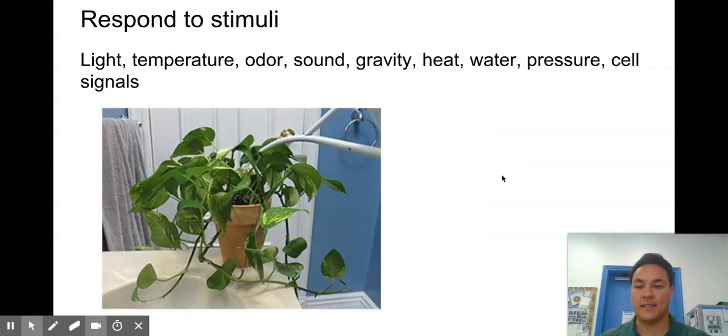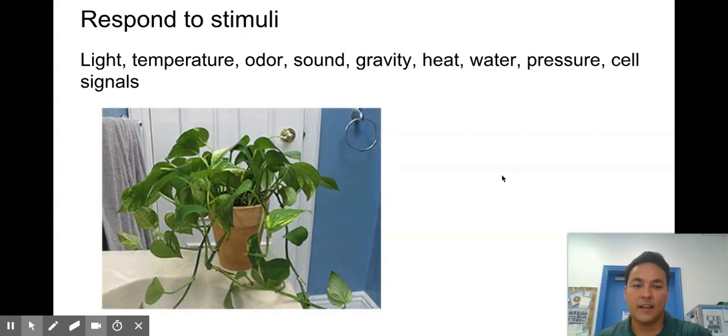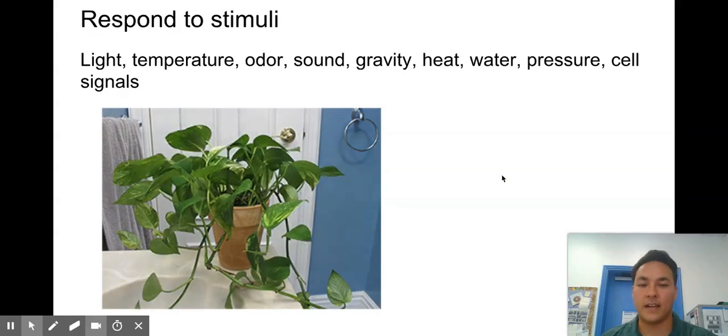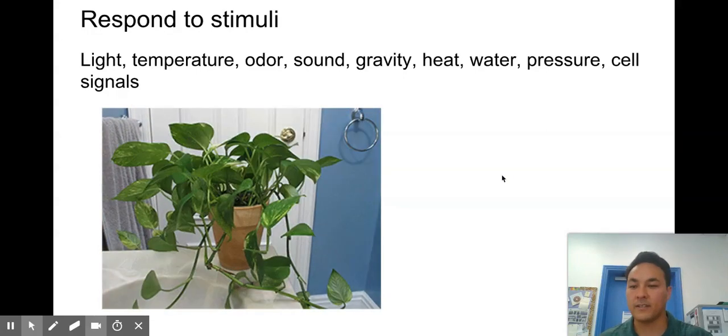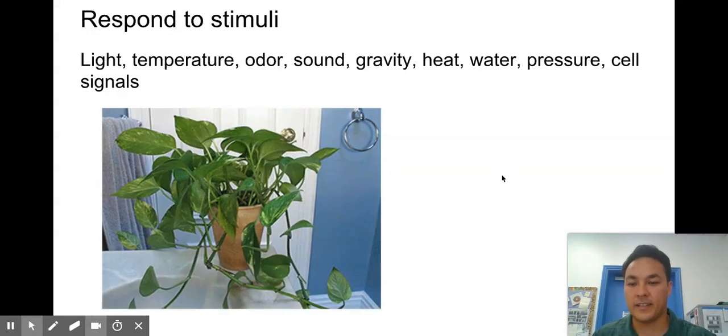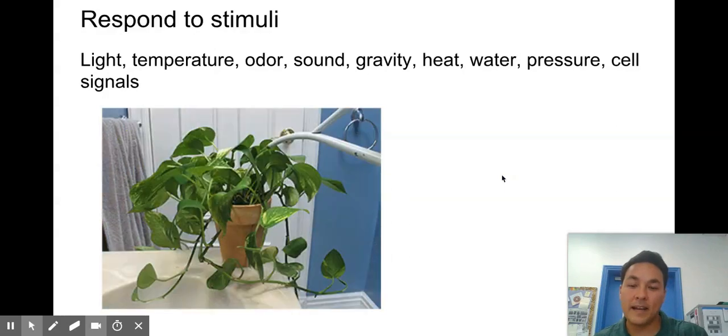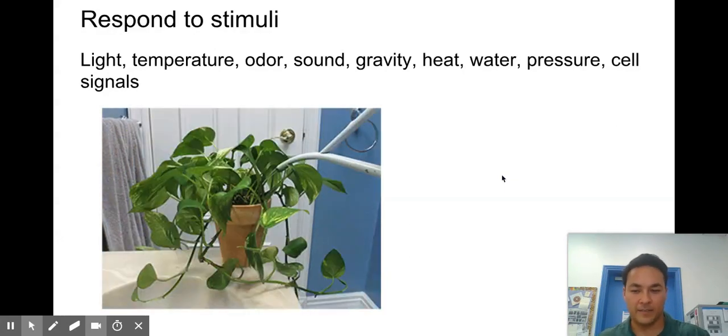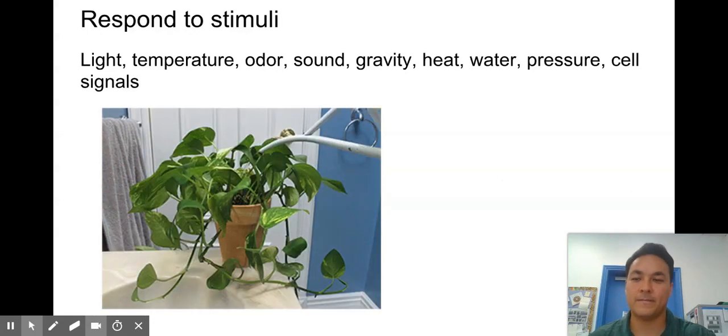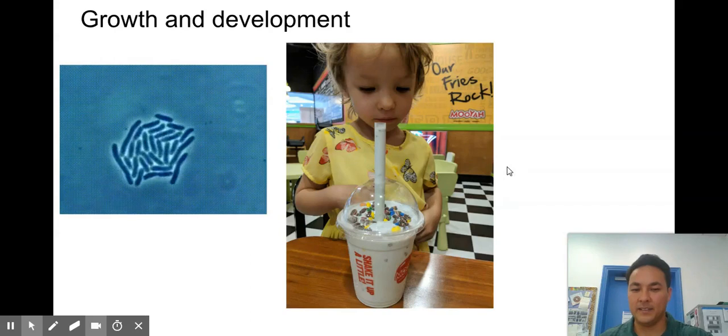We respond to stimuli, right? So plants, us, bacteria, everything responds to something, whether it's light, temperature, odor, sound, gravity, heat, water, pressure, cell signals. My AP students are studying what do guppies respond to, and they're trying to do some experiments with statistical techniques on it. So even the bacterium responds to cell signals, right? Don't sell them short. So their cell signals can tell them to light up or do all kinds of cool stuff.